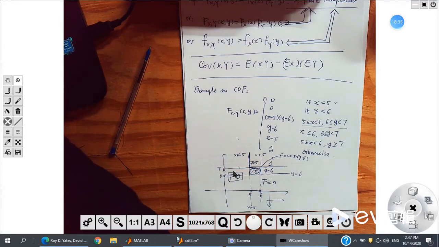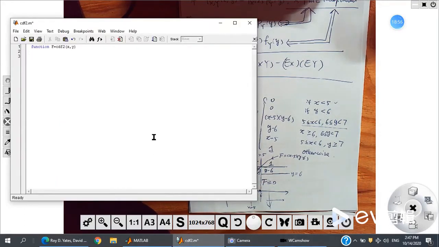For these three pieces with x smaller than 5, capital F is 0. And here, this also is 0. We can use this later. So I gave these 4 cases special values, and all the rest should be 0. Okay, so I can write it in this way.